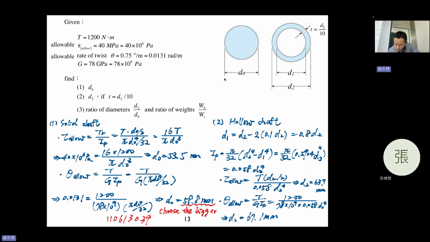Again, we will choose the bigger one. So yeah, of course, because there is less material, you need to make it bigger, right? Less material, you make it bigger. So 67.1 is greater than 58.8. Yeah, of course. But we cannot just look at the diameter. We need to actually calculate the ratio and the weight.